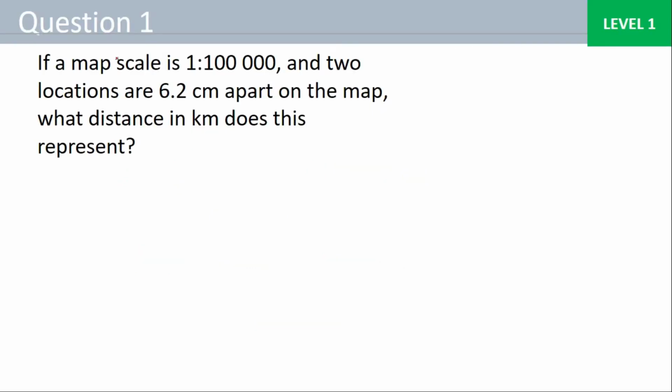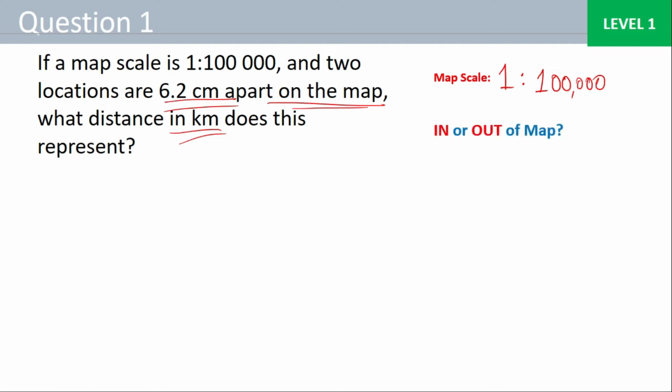Question 1. If a map scale is 1:100,000 and two locations are 6.2 centimeters apart on the map, what distance in kilometers does this represent? So the first thing is the map scale is given as 1:100,000. Two locations are 6.2 centimeters apart on the map. So what does it represent outside? The question is, are you going to find it in the map or outside the map? Definitely it's outside the map. And if it is out, you multiply because you are coming into reality.